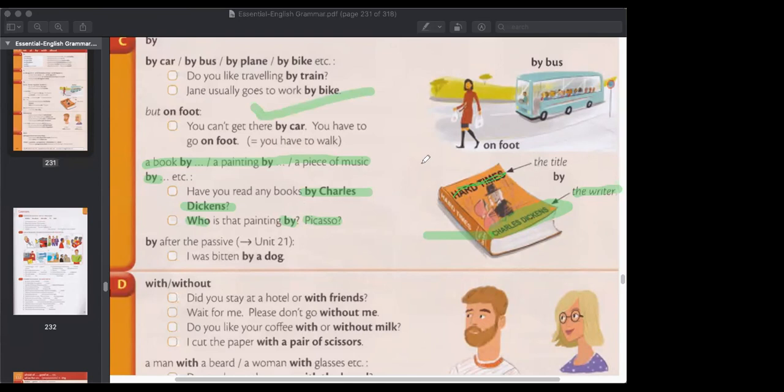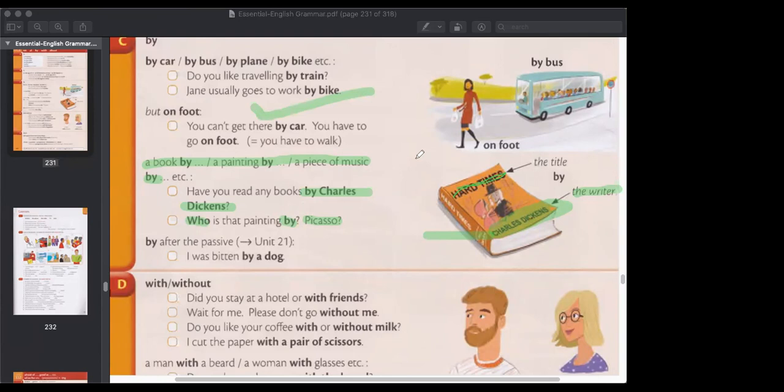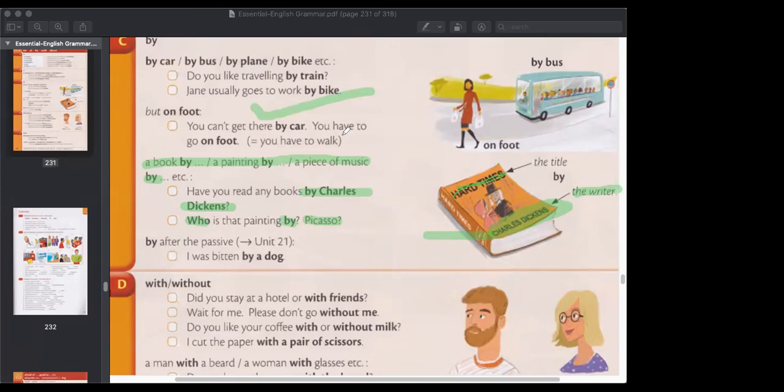The national anthem of India is by Rabindranath Tagore. Correct, by Rabindranath Tagore. Next, this book is written by Shakespeare. Correct, this book is written by Shakespeare. Next, that movie is by Karan Johar.